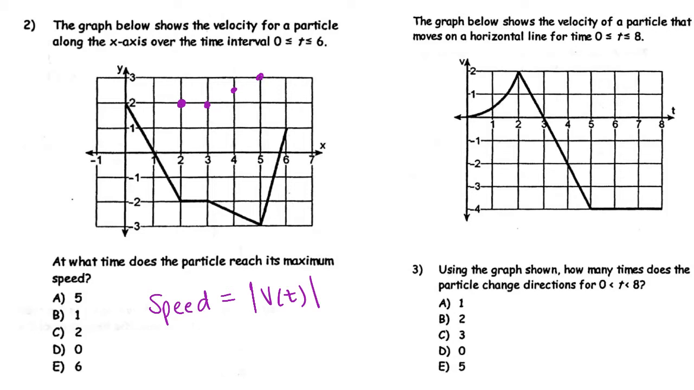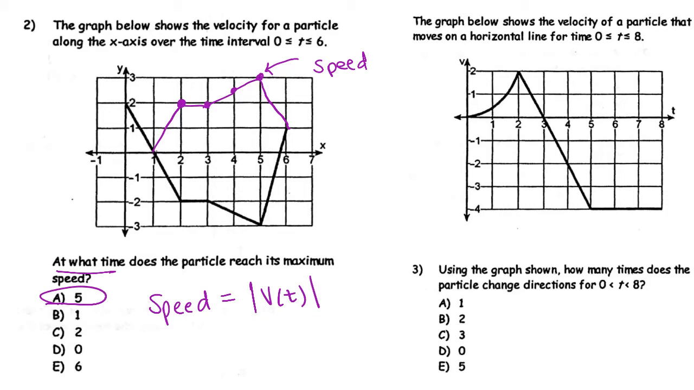And so notice that with this graph, we end up with something that looks like this for our speed graph. And very quickly from that, we can see that the maximum value that speed obtains is right there at 5, and that's what it's asking us: at what time. So at time t equals 5.